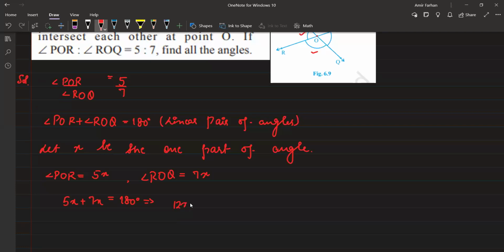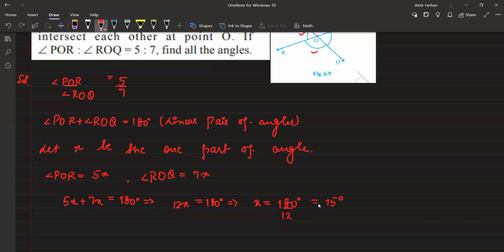So 12x equals 180. So x will be equal to 180 by 12. So 180 by 12, so it would be 12 into 20... Clear everybody? Just a second, not 25 degree. So it will be 15 degree, sorry. It will be 15 degree. Clear? Yes. Abdul and Simrat, please be there. Let me know, is that clear to you or not?